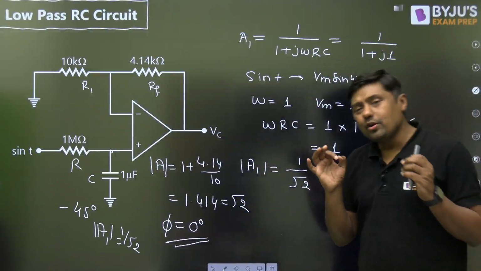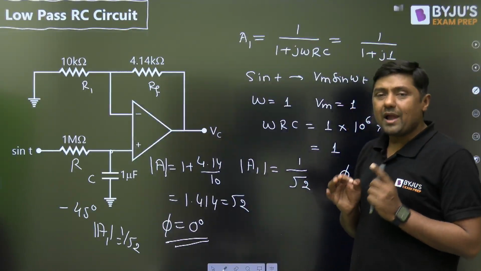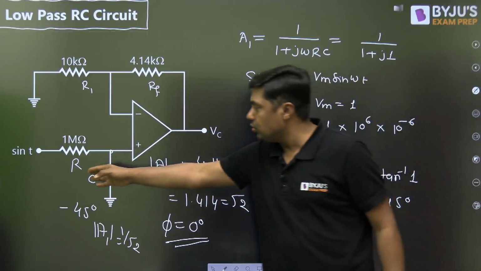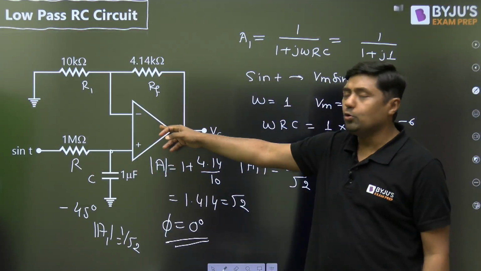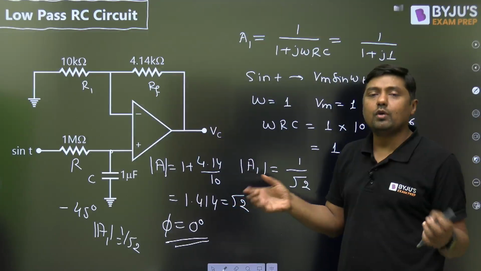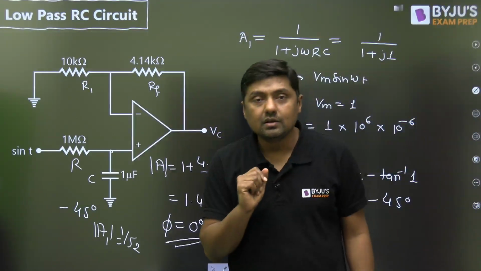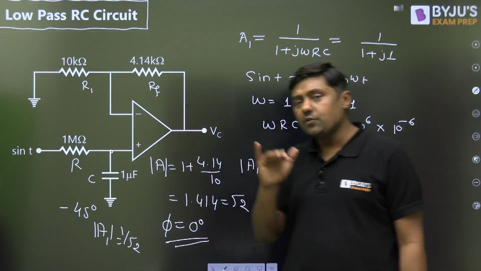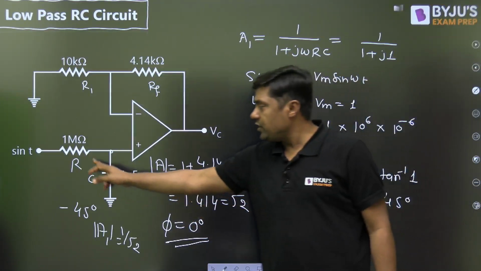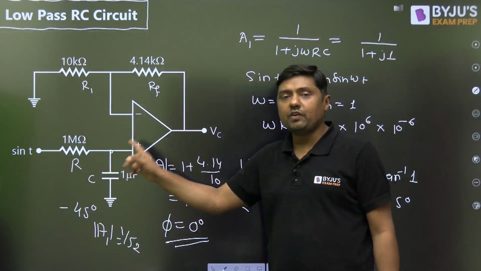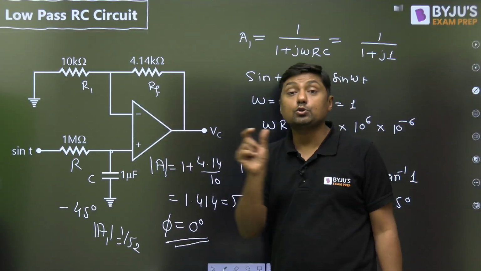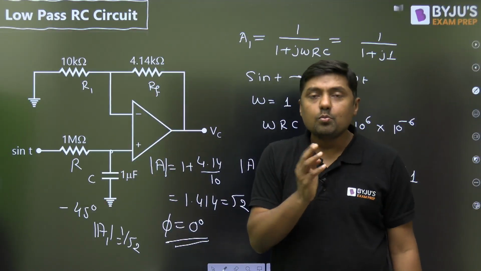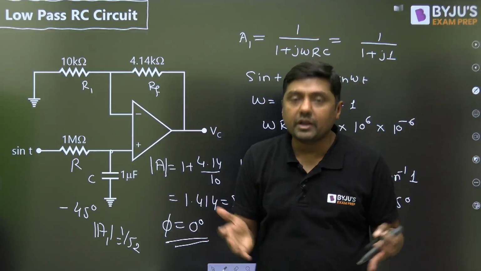Now, you can find the magnitude of the gain. For the RC circuit it is 1 by root 2, and for the amplifier it is root 2. So 1 by root 2 multiplied with root 2, the magnitude of the gain will become 1. Second, what is the phase shift introduced? The phase shift introduced by the RC circuit is minus 45, and by the amplifier it is 0. So the total phase shift is minus 45 plus 0, that is minus 45.